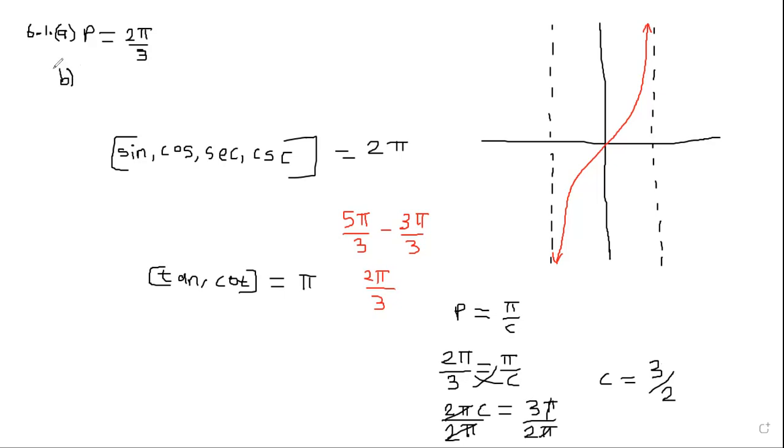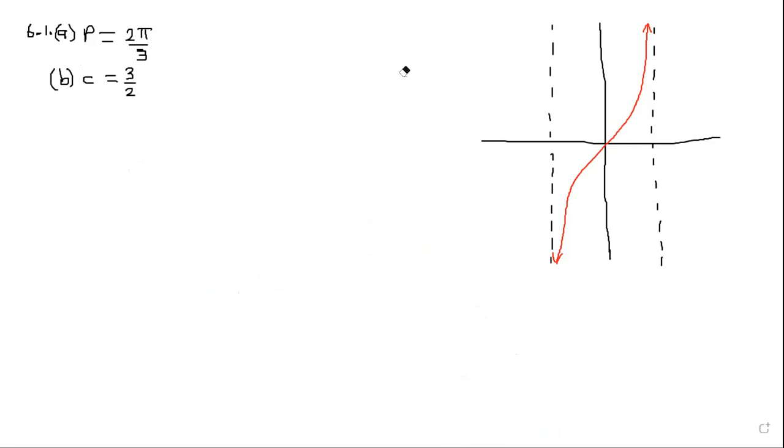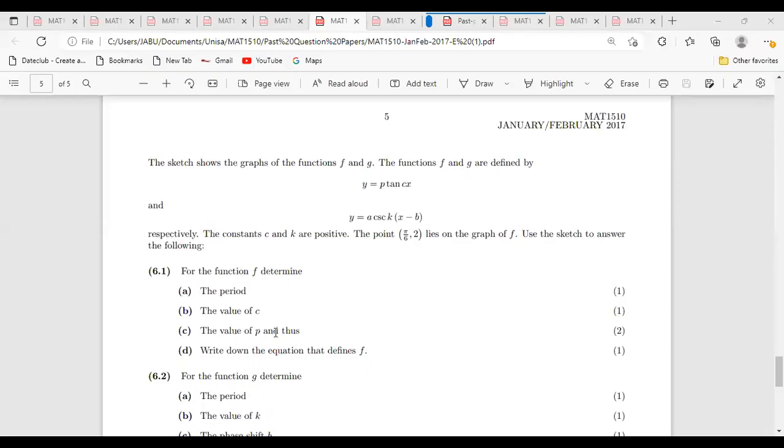So 6.1 B, C is equal to 3 over 2. Okay. Now the value of P.